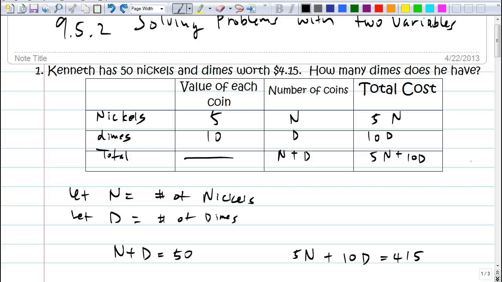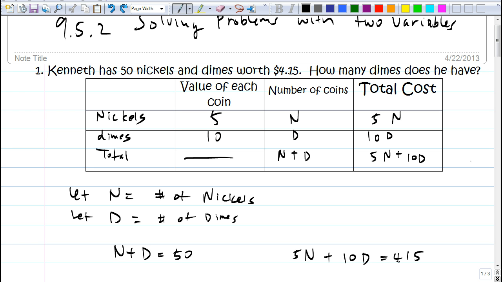Which method do you think is best to solve this system? Addition method would be nice, right? So I can multiply the first equation by what? Negative 5 to get rid of the N. Or I could multiply the first one by negative 10. Or, yes, very good, or I should divide, always simplify. If you notice the second equation, you could divide both sides by 5. 415, 5 goes in, right? So you could do that.